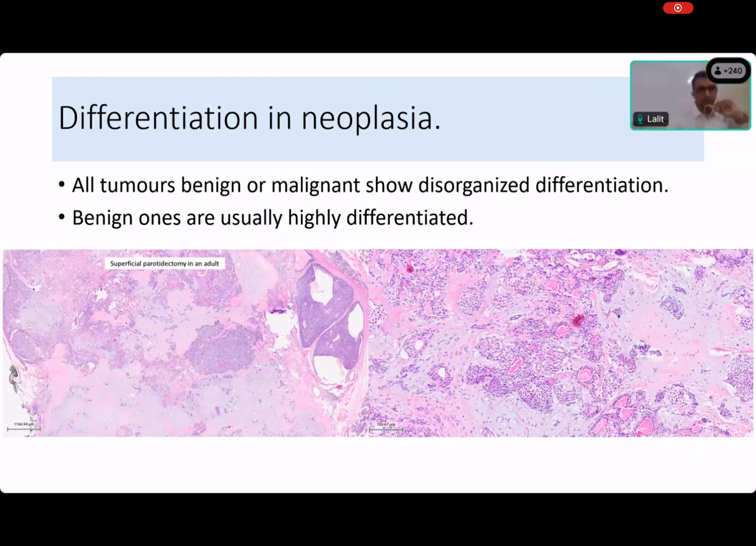No cartilage in the salivary gland. There is no cartilage. Okay, and here is a benign salivary gland tumor. So it's producing cartilage, it produces bone, it produces hyaline, it's got all sorts of cells.